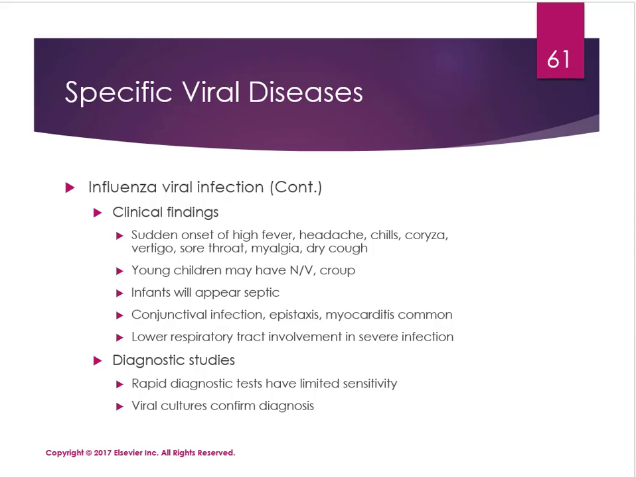You can have a sudden onset of fever, headaches, chills, vertigo, sore throat, malaise, dry cough. Young children may have nausea and vomiting, croup. Infants may appear septic. There may be conjunctival infection, bloody noses, myocarditis. You also may see lower respiratory tract involvement with severe infections.